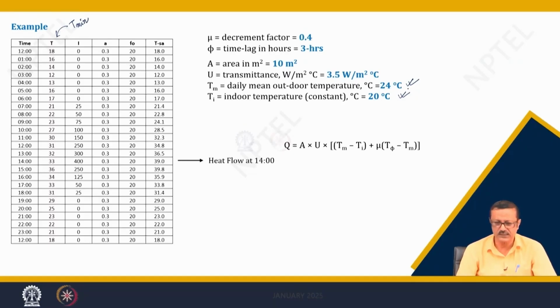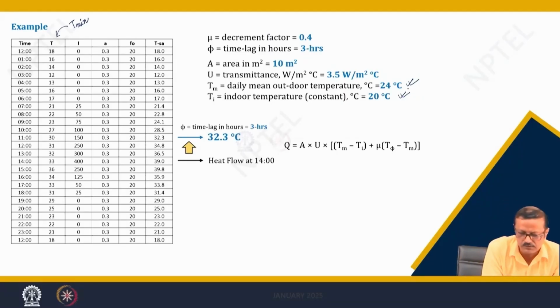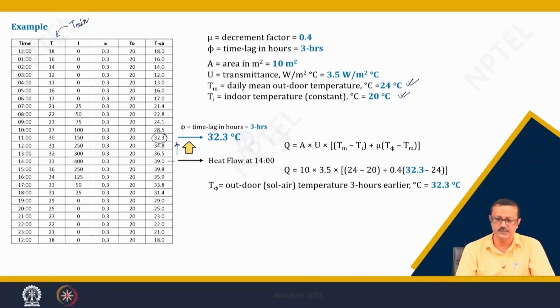So, I have to put everything over here in this equation. I have to go back 3 hours and note down what will be the TSA at that particular point, 3 hours back from this point. You have to go back. That is 32.5 degrees. That will be my T phi, and then I have to put everything. 10 is the area, 3.5 is my U value. What is 24 and 20? This is the T mean temperature from all the data, 24.